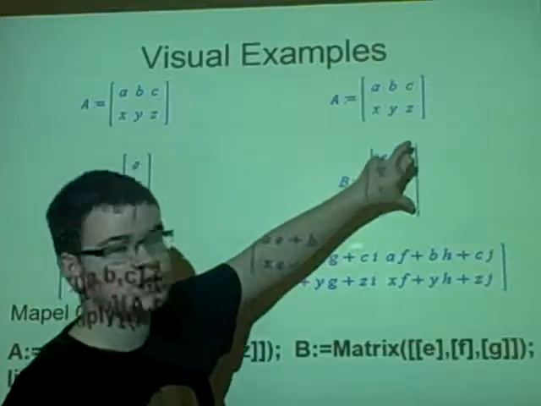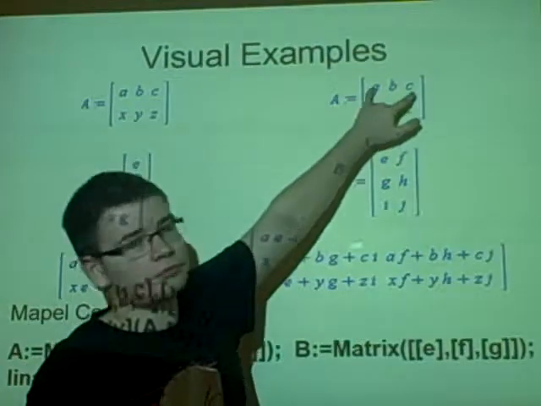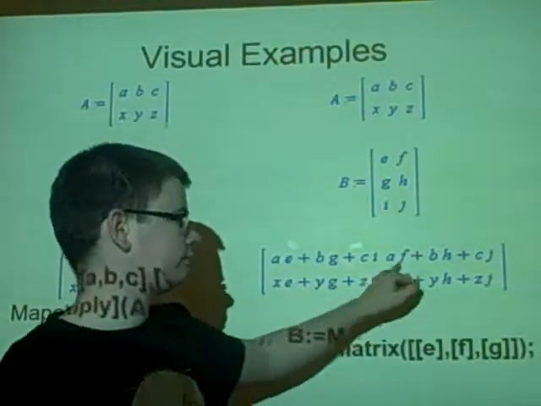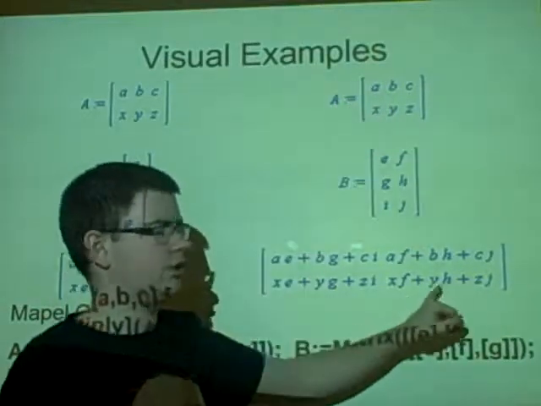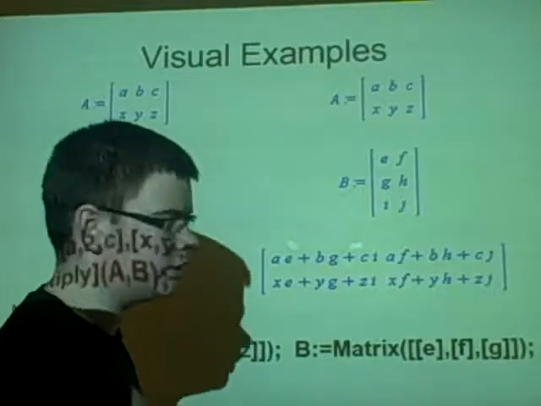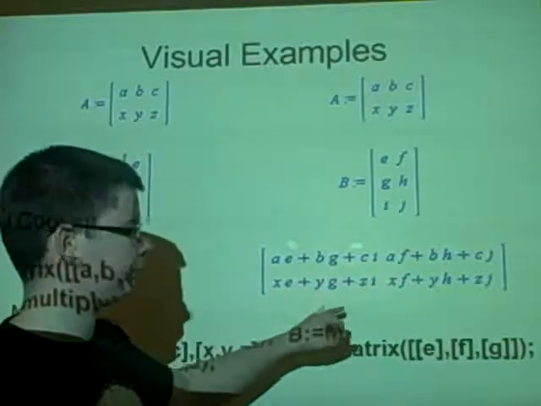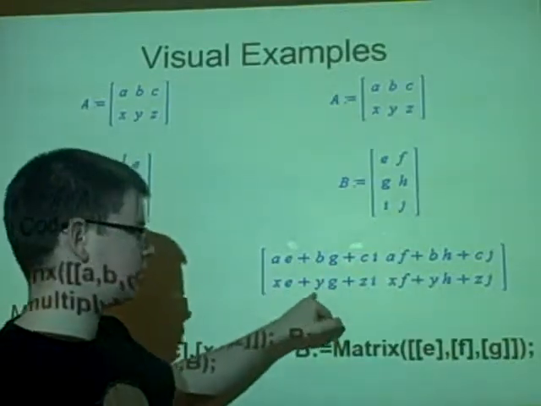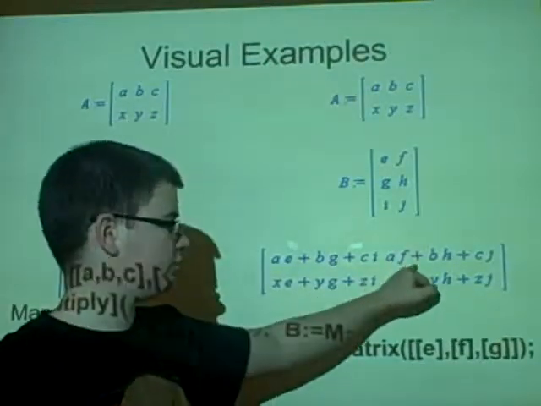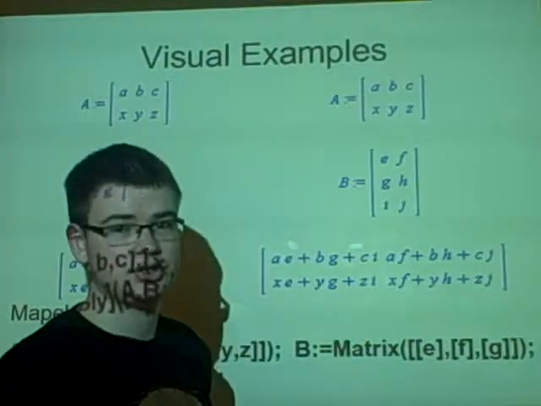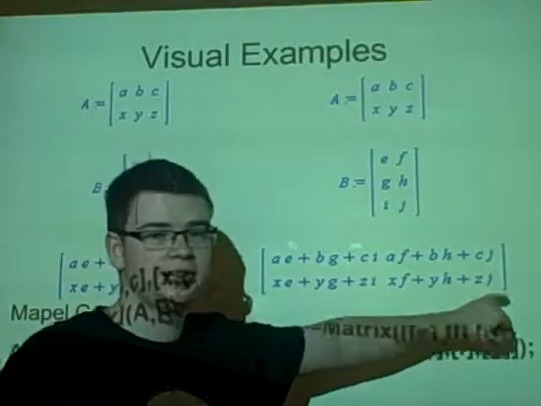And then we do the same with the second column here. We get the second column, we move it, and we times the first ones and add them together. And we do the same with the bottom row as well. Times them and add them together. So if you can't read it, I'll just say it out loud. We have AE plus BG plus CI, XE plus YG plus ZI, and over here AF plus BH plus CJ, and XF plus YH plus ZJ.